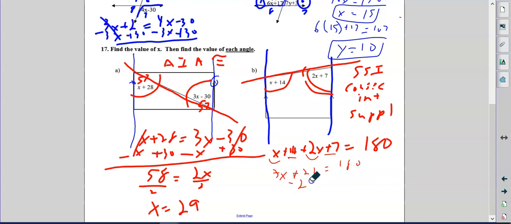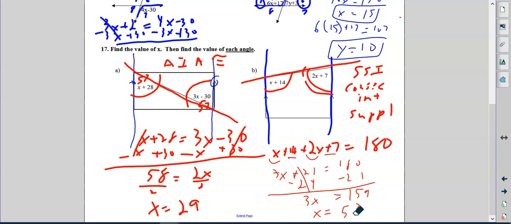Now I can move things over and subtract 21 from both sides. So I do 180 minus 21, and I get 159, and that's equal to 3x. But I don't want 3x, so I'm going to divide by 3 and get x is 53.